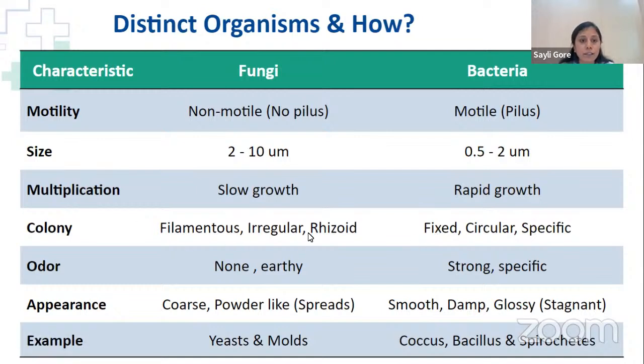The fungal organisms don't have any strong odor, but they're mostly earthy. They have an earthy odor, but bacteria have a strong and specific odor. Examples of fungus are yeasts and molds, and of bacteria, cocci, bacilli, and spirochetes. This bacteria you must have already gone through in our previous modules.